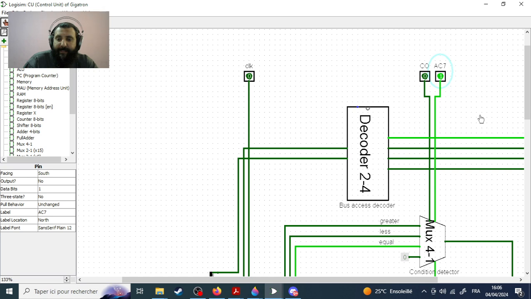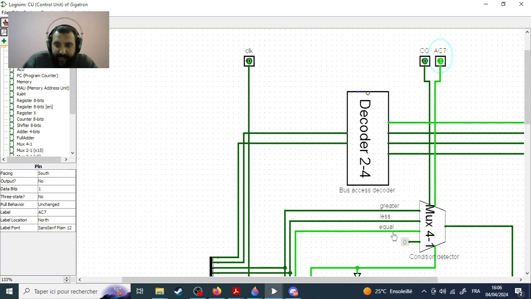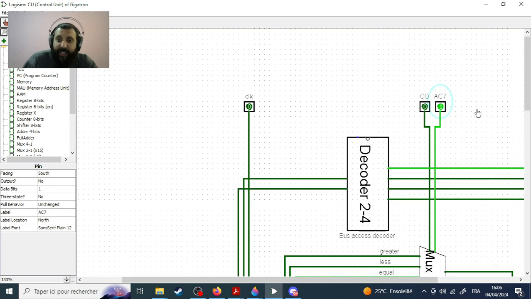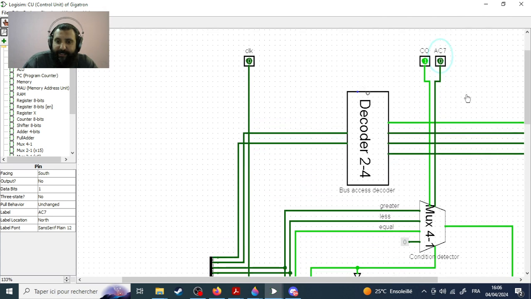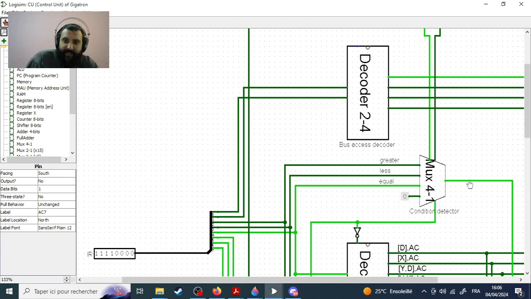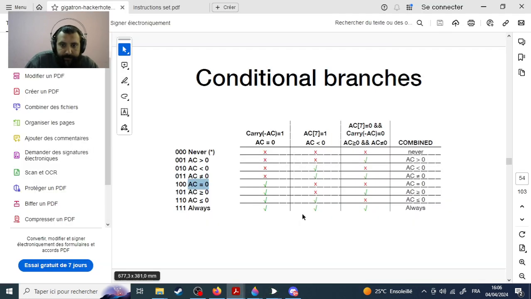If I put this, the value of IC is negative. Negative, and it is not equal. The condition is false. If you put this now, IC is equal to 0, because the carry is equal to 0. The carry is equal to 1 means that it is equal, and we have the condition is true. Very good. Let's continue. We have this one.